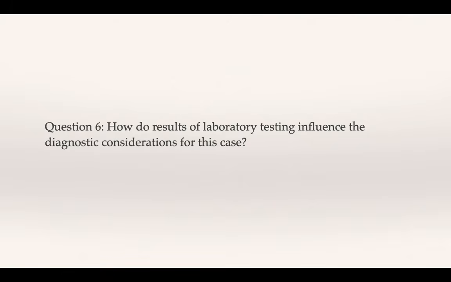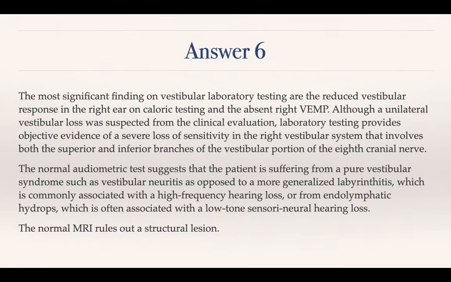How do results of laboratory testing influence the diagnostic considerations for this case? Influence means, does it change? Does it strengthen? The most significant findings on vestibular laboratory testing are the reduced vestibular response in the right ear on caloric testing and the absent right VEMP. Although unilateral vestibular loss was suspected from clinical evaluation, the laboratory testing provides objective evidence of a severe loss of sensitivity in the right vestibular system that involves both superior and inferior branches of the vestibular portion of the 8th cranial nerve.